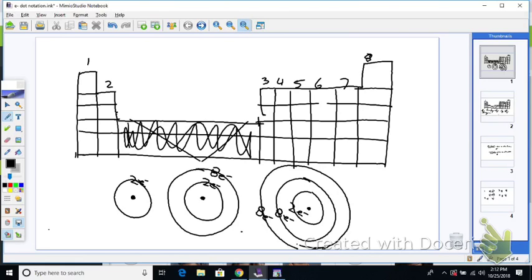Well, you can kind of see after a while, once you get a few more than 10 and up, then everything's going to have 8. It's called the octet rule. Later on, we can talk about the octet rule. Okay. So we're going to start out with helium.